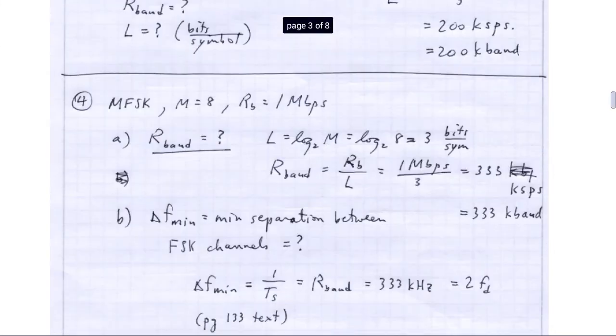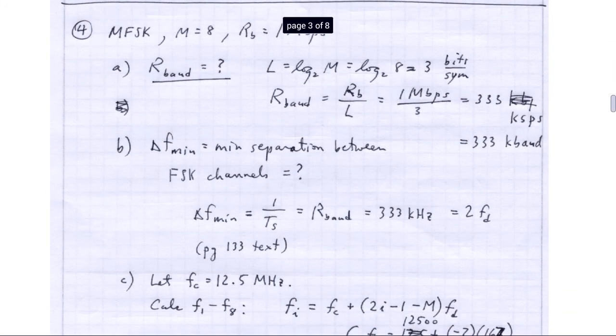Let's keep moving right along and do problem 4 here. In problem 4, they give us an MFSK system with M equals 8 and a bit rate of 1 megabit per second. The first thing asked for is the baud rate. I'm going to take the log base 2 of M and get 3 bits per symbol. And then the baud rate, again, is lower than the bit rate by a factor of L, which is the number of bits per symbol. And so I get 333 kilobaud for the baud rate.